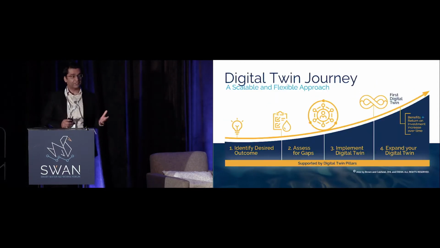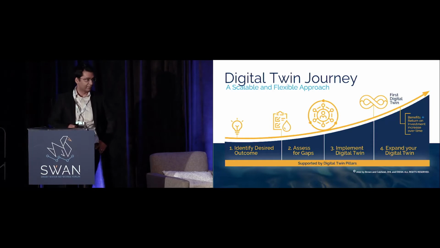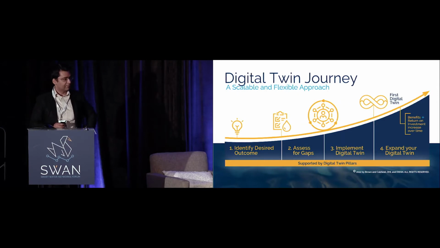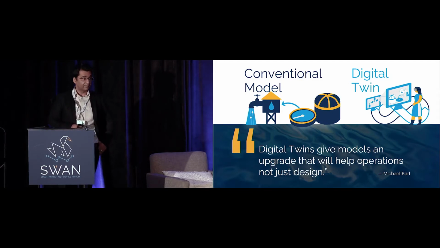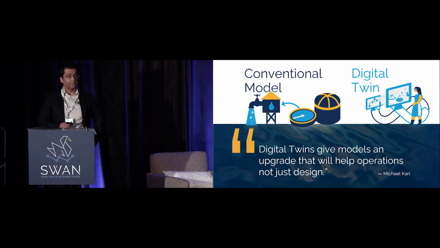The pillars of the digital twin support the digital twin journey. And this journey can be simplified into 4 simple steps. Identify desired outcomes, assess the gaps, implement digital twin, and expand digital twin as you progress. We've been using as an industry models for a long time to better design our systems, but with digital twin, we believe that the models are getting an upgrade. And eventually, it seems like they'll fulfill their true potential of truly helping the efficient water system operations.